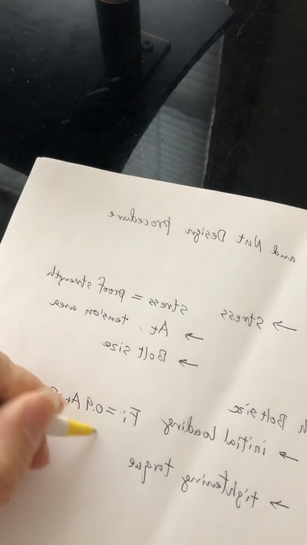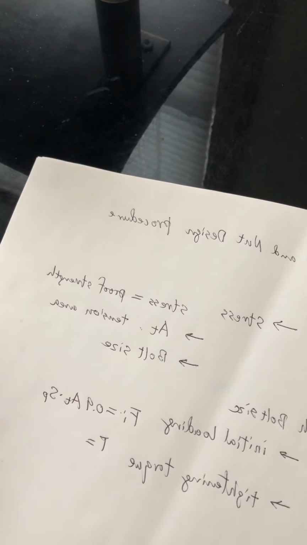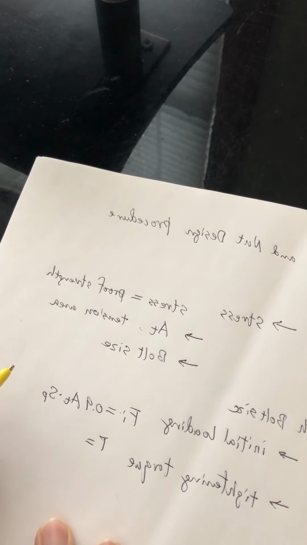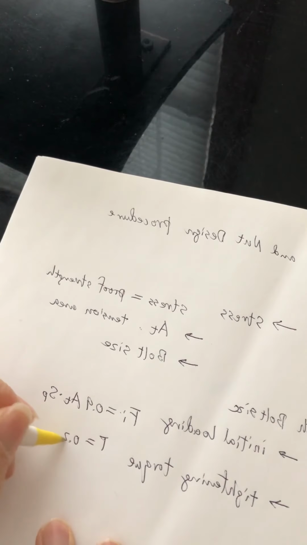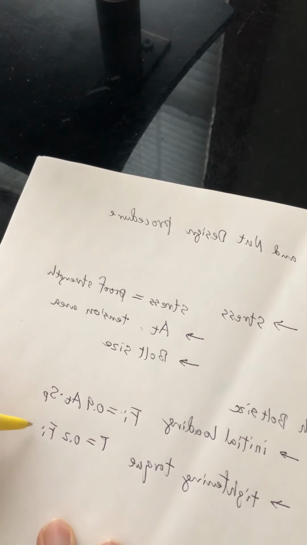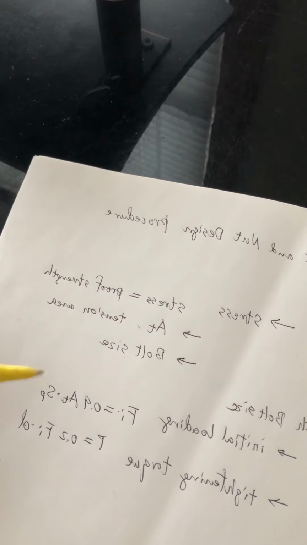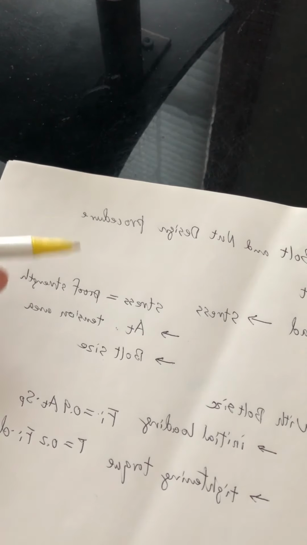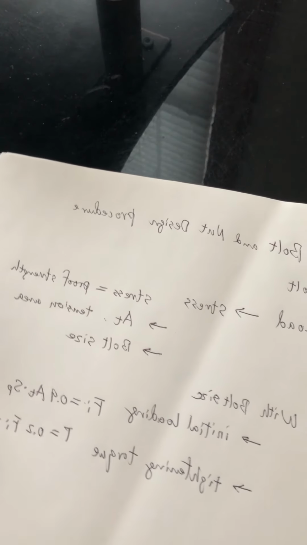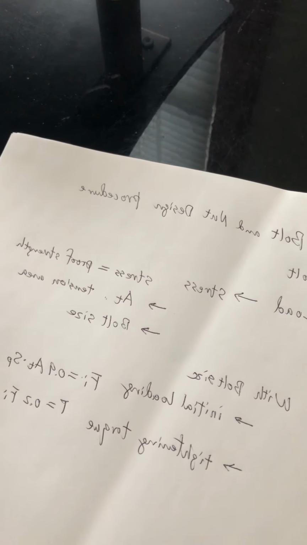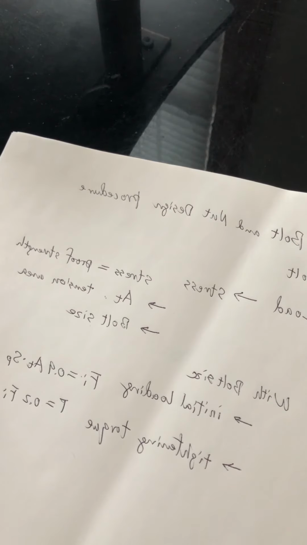Okay, tightening torque. And T is equal to 0.2 FID. I'm not going to explain how we come up with this formula. We're just going to use this formula and practice how we design the bolt and nut here.